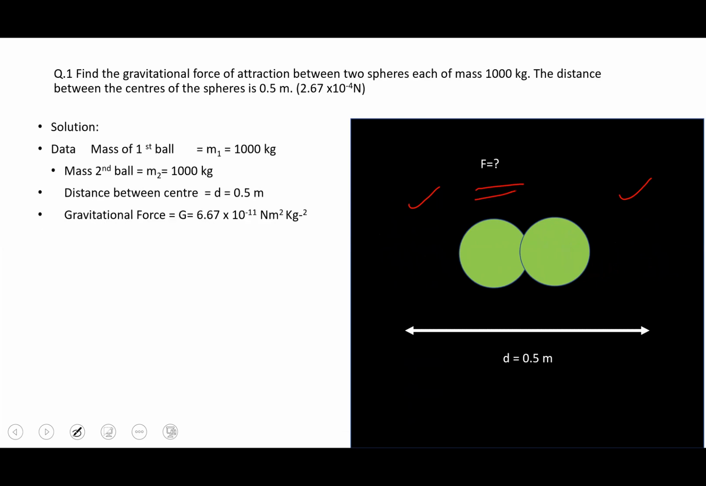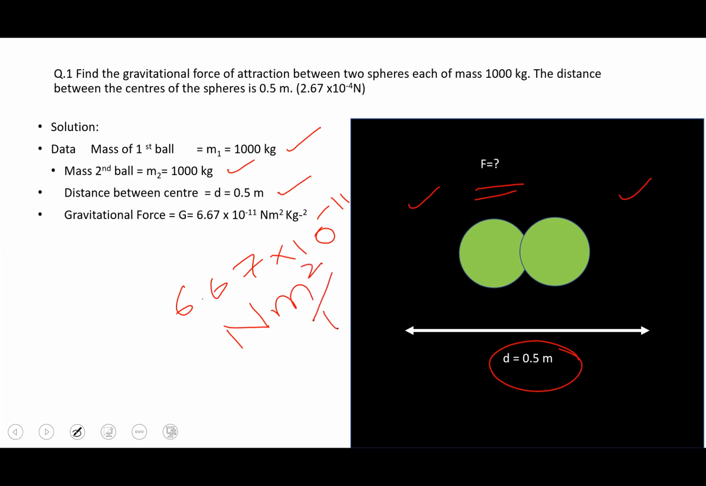Now the data which is given to us is the mass of the first ball, m1, which is 1000 kilograms. The mass of the second ball is also 1000 kilograms. The distance between the centers is 0.5 meters as shown over here, and the gravitational constant G is taken to be 6.67 into 10 to the power minus 11, which has a unit of Newton meter squared divided by kilogram squared as shown.